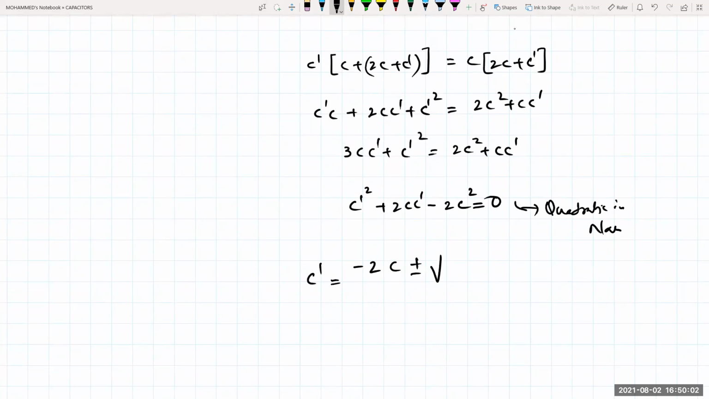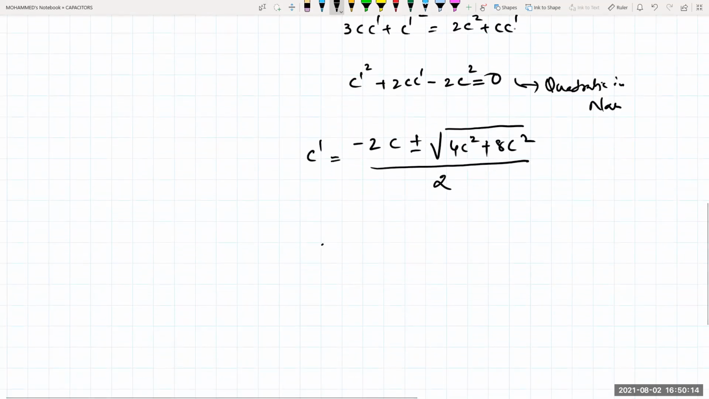This will be plus or minus the square root of 4 into C square plus 8 into C square, divided by 2. That is the quadratic equation. So this will become C' is equal to minus 2C plus or minus, this will become how much?